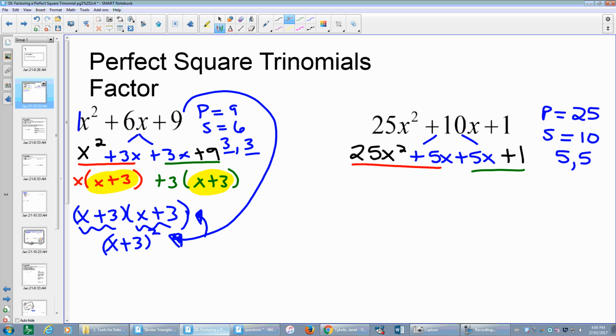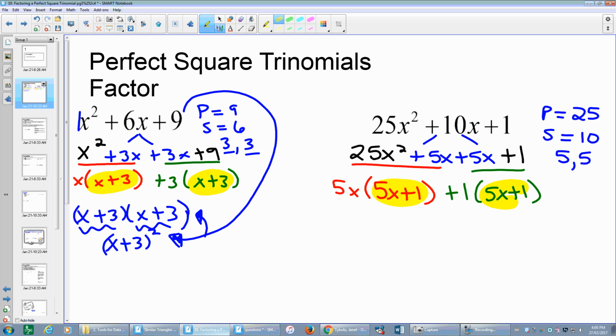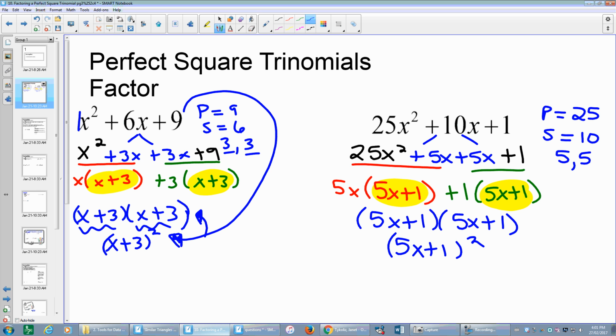What can I common factor out of my red group? 5x, which leaves me 5x plus 1. What can I common factor out of my green group? I can't common factor anything, which means I'm actually common factoring out a 1, which leaves me 5x plus 1. I'll know I did it right when these two pieces are the same. So I can write 5x plus 1 times 5x plus 1. And since these are both the exact same binomial, I can rewrite that as 5x plus 1 all squared.